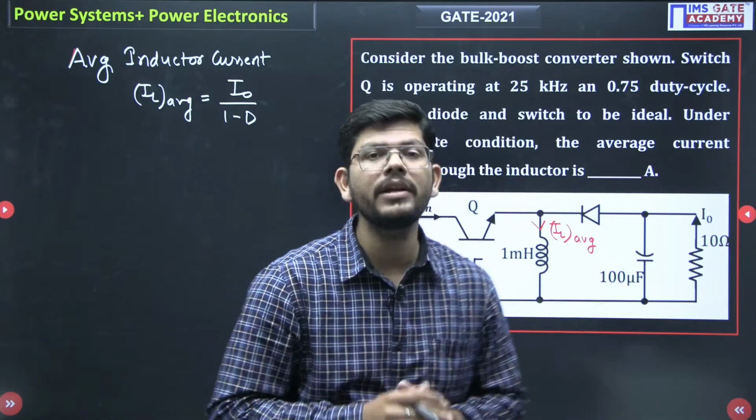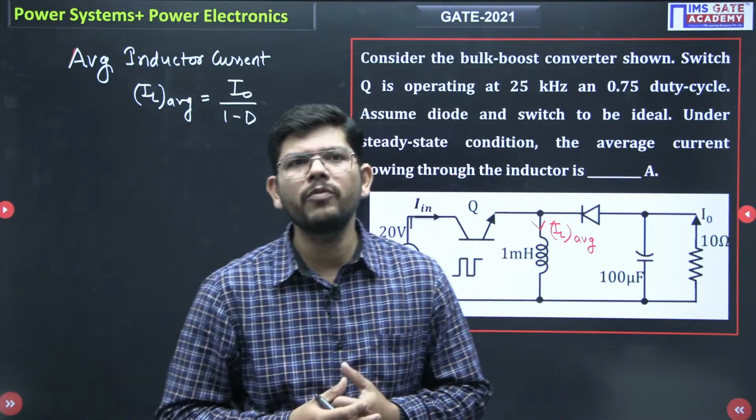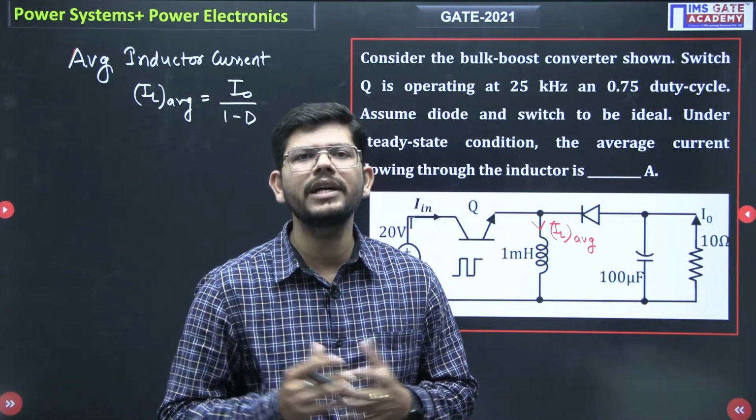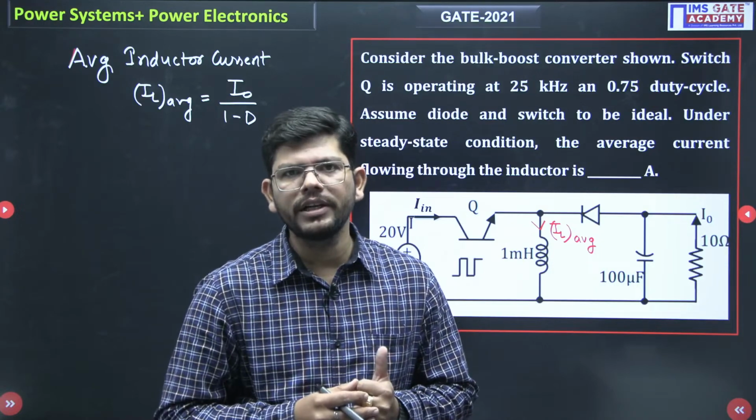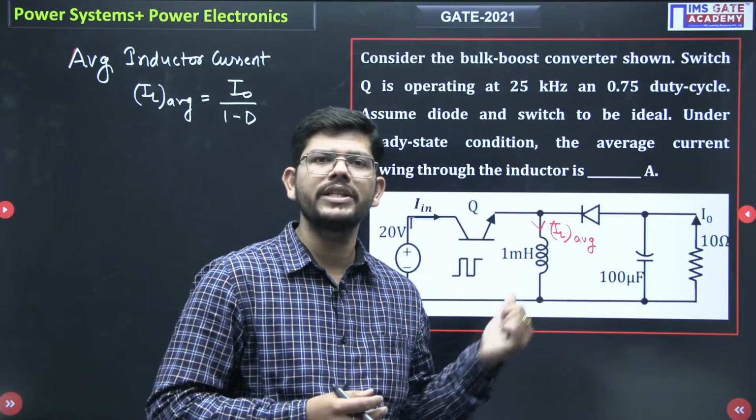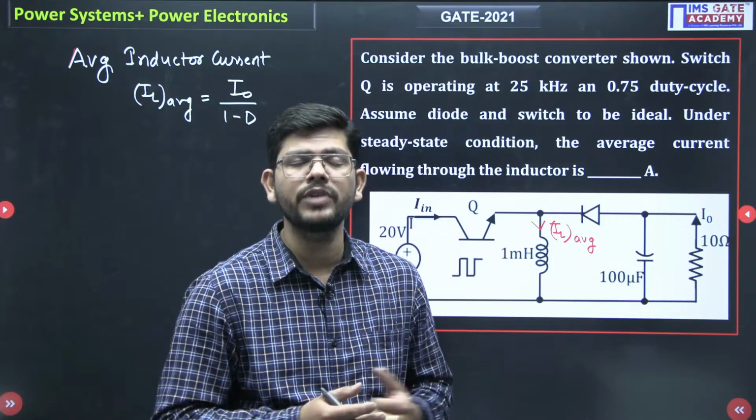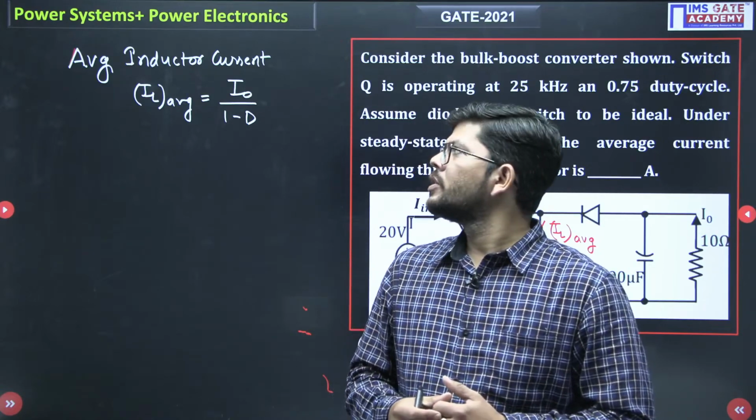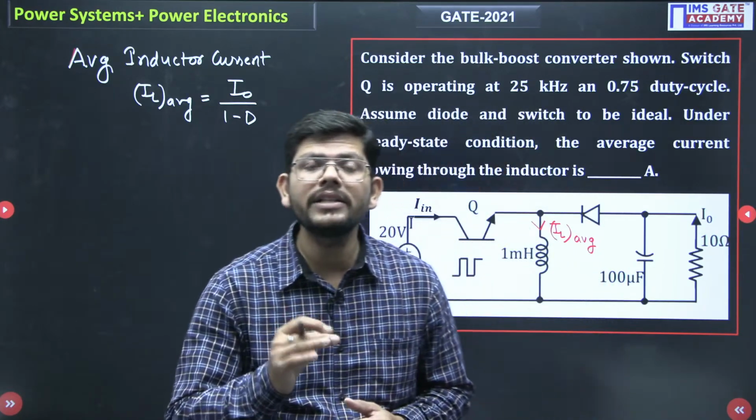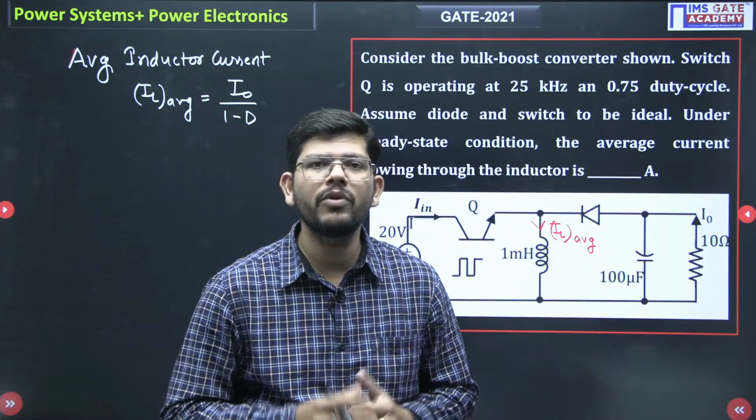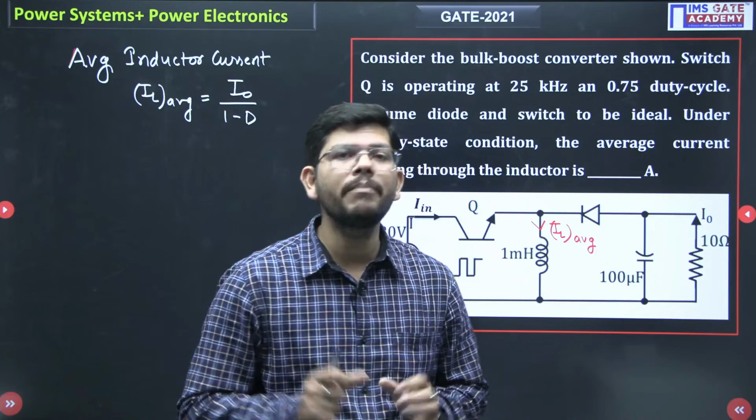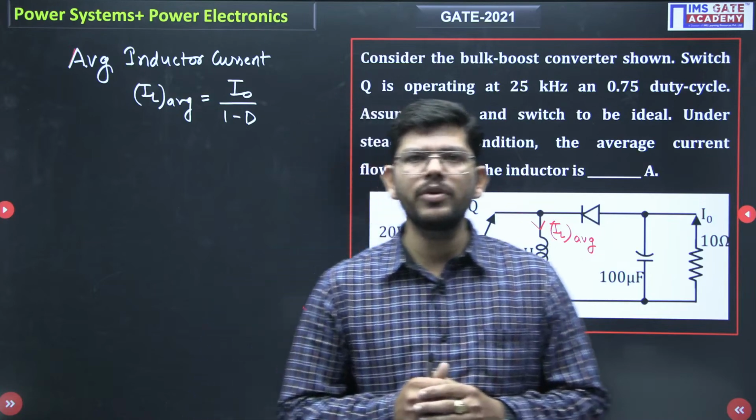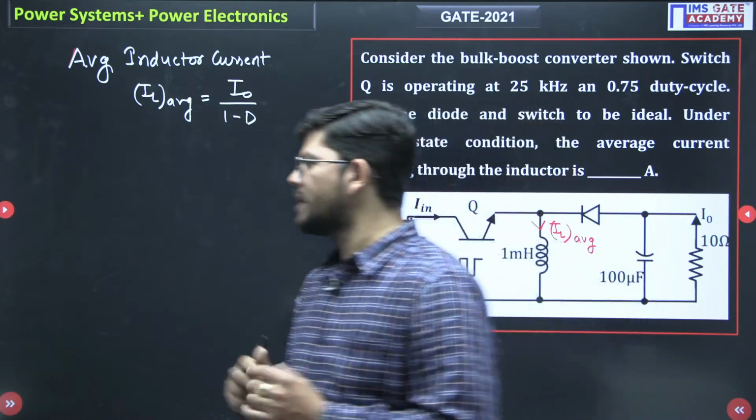If this would have been a buck converter, the same formula, IL average would have been equal to I naught only. The inductor average current is a very important thing. You may be asked to calculate this, and in 2021 we have a question from a buck boost converter in which we were directly asked to calculate the average inductor current. So these formulas are important. You have to remember and practice them.